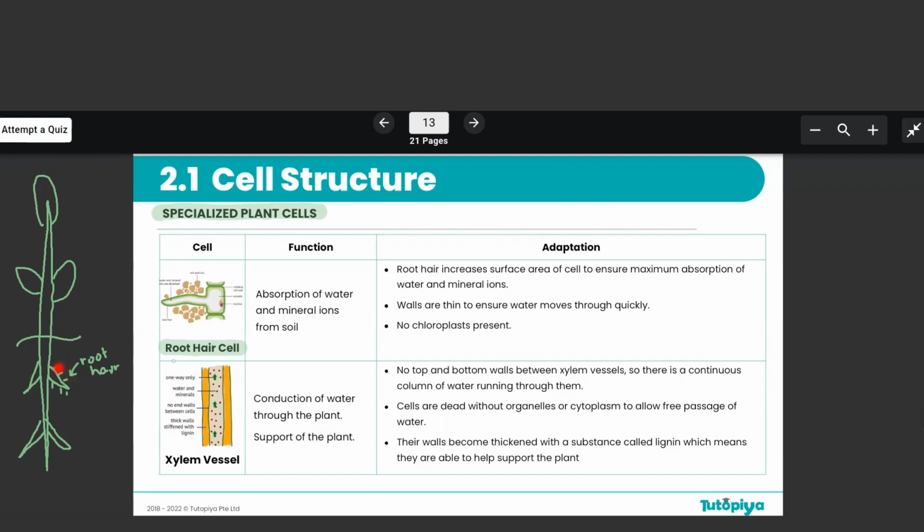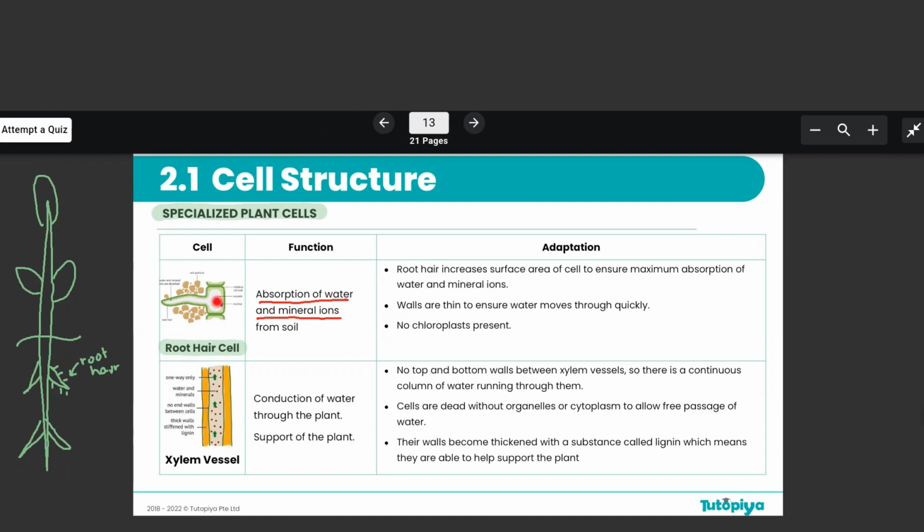So these cells are called the root hair cells, and the primary function of these root hair cells is to absorb water and mineral ions from the soil. So I'm just going to underline that. That's the main function of the root hair cells. Now, in order to perform this specific function of absorbing water and mineral ions, the root hair cells have a couple of unique adaptations that are shown by this cell.